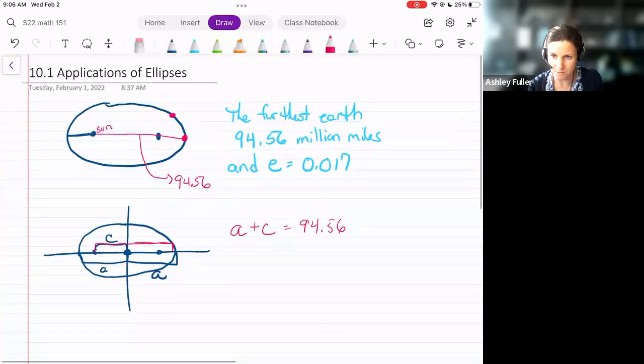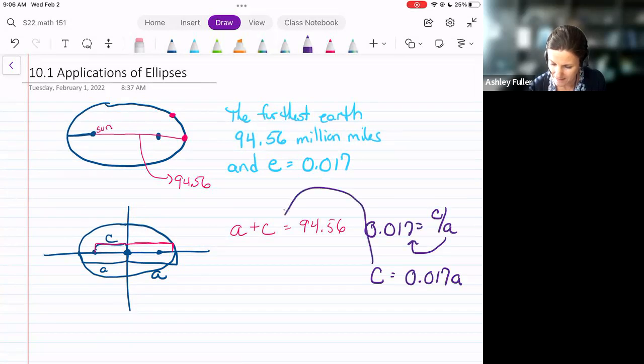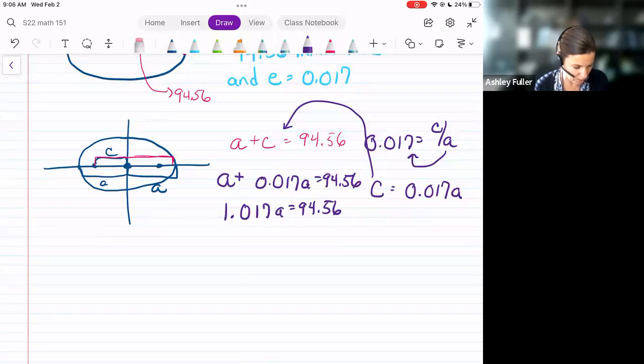But we also know a relationship between a and c for eccentricity. We know that the eccentricity 0.017 is equal to c over a. When we multiply by a, we get that c is 0.017a. We can then substitute that into this equation. We get a plus 0.017a is equal to 94.56, which leads us to 1.017a is equal to 94.56. And dividing both sides by 1.017 gives us that a is approximately 92.98.